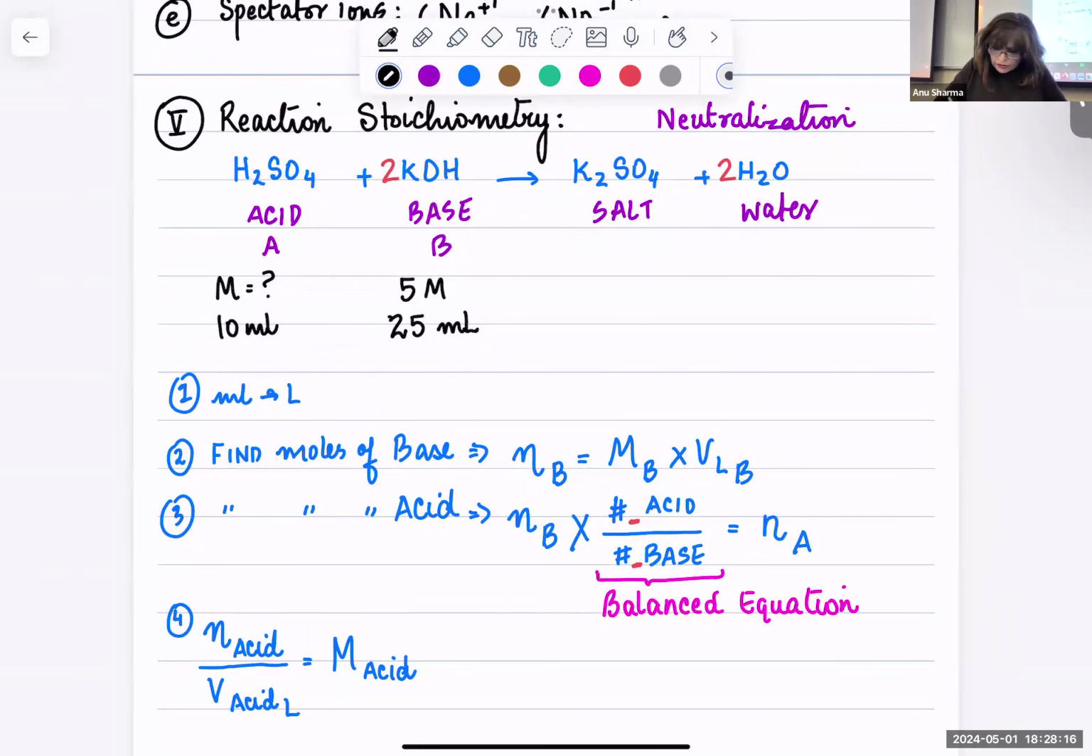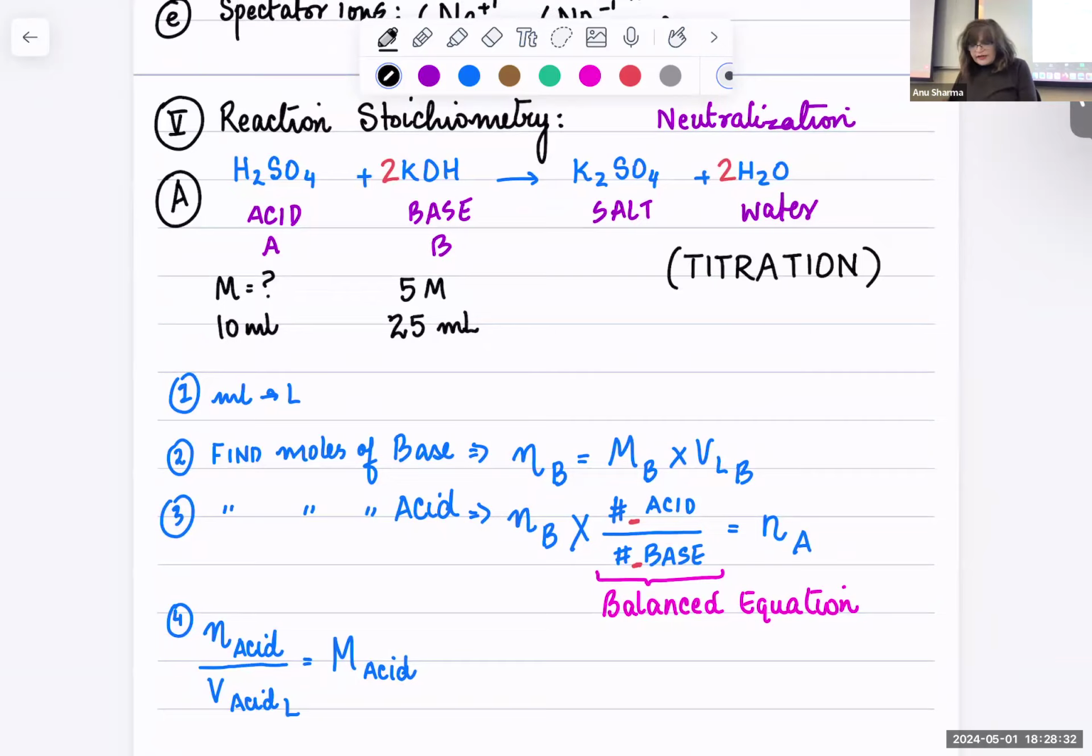This one is related to reaction stoichiometry, related to neutralization, and this is also called titration. The procedure is titration. So if you see the word titration, these are the steps, okay? All right, next.